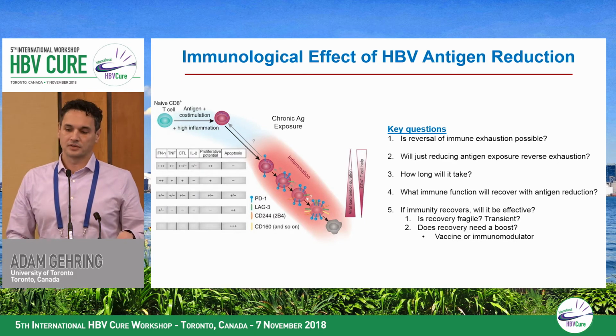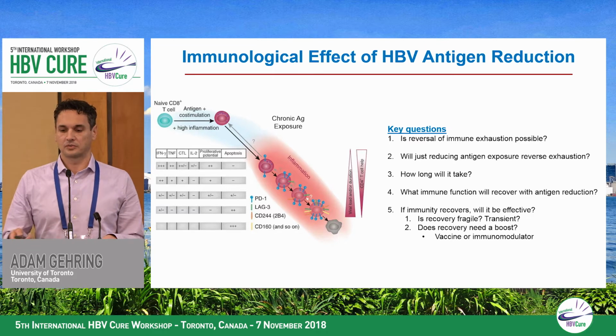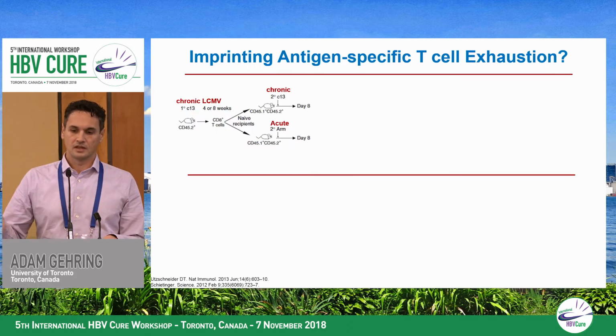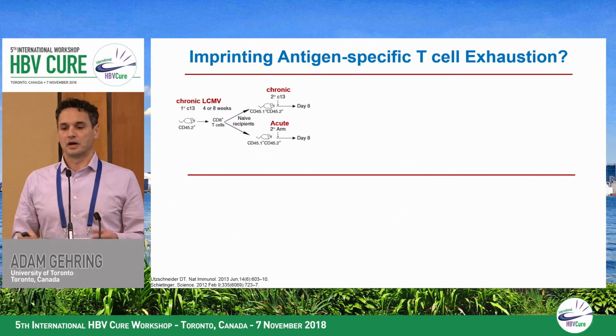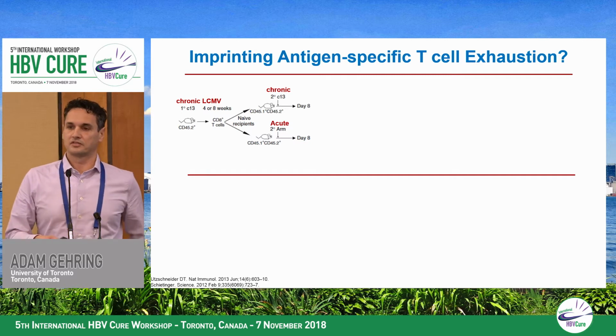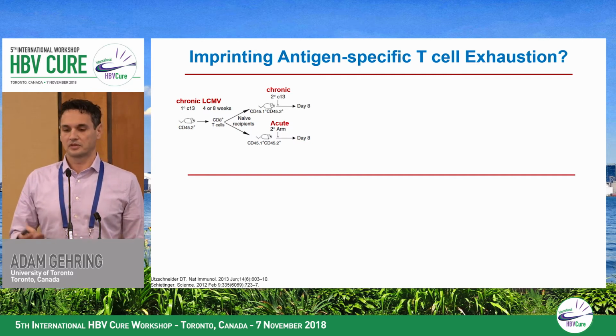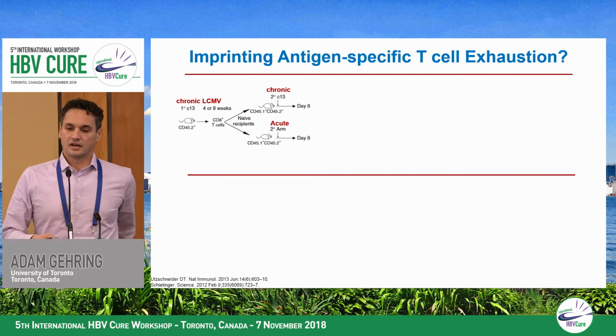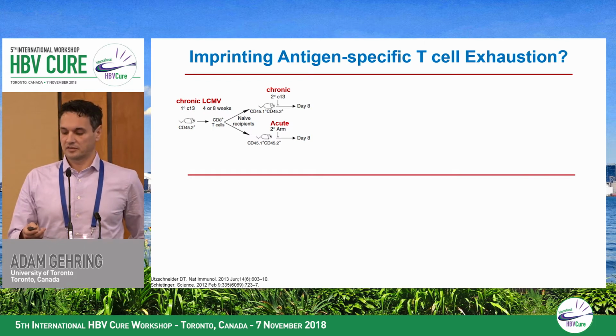And then if immunity recovers, will it actually be effective? Is it going to be too fragile, too transient to have an antiviral response? Or will you have to boost the immune response in conjunction with reducing antigen? There's some data from animal models, presented from an LCMV infection model, where many of the chronic infection concepts we have come from.